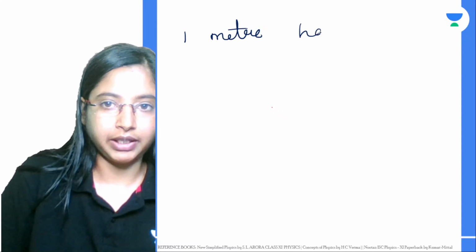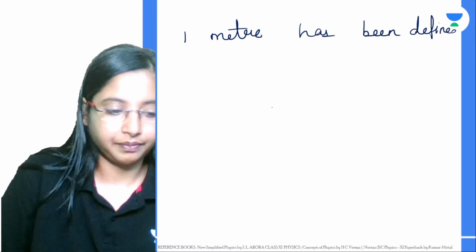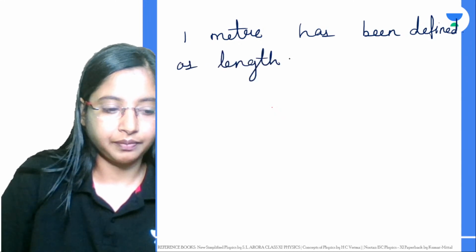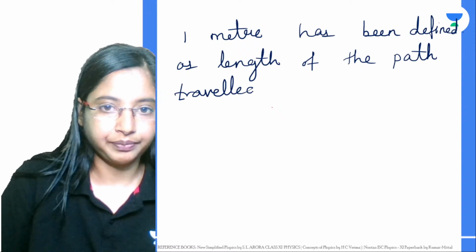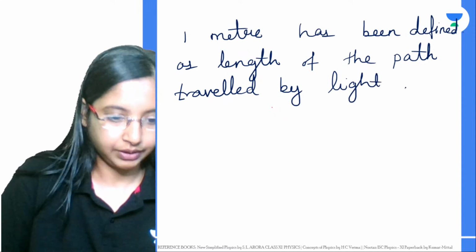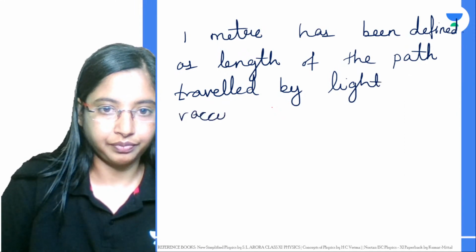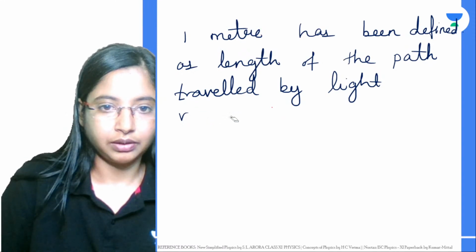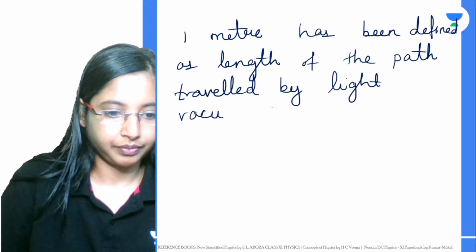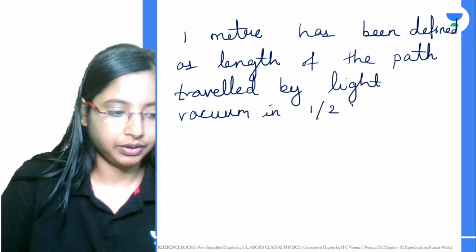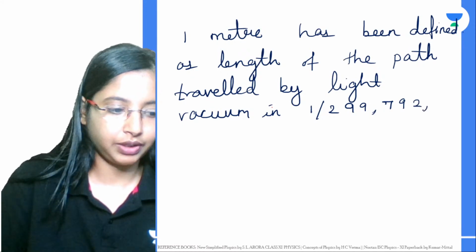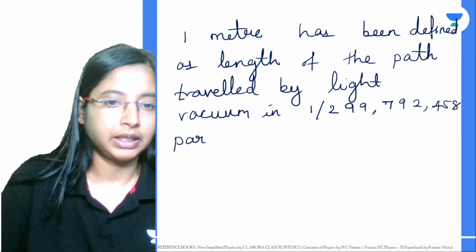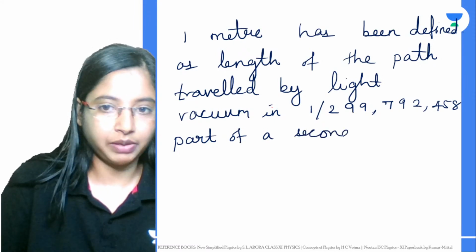the length of the path traveled by light in vacuum in 1 by 299,792,458 parts of a second. That is a very accurate measurement for 1 meter.